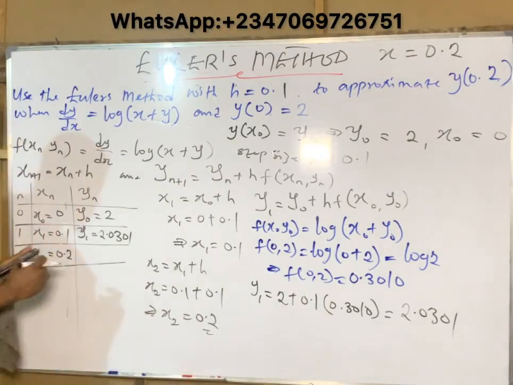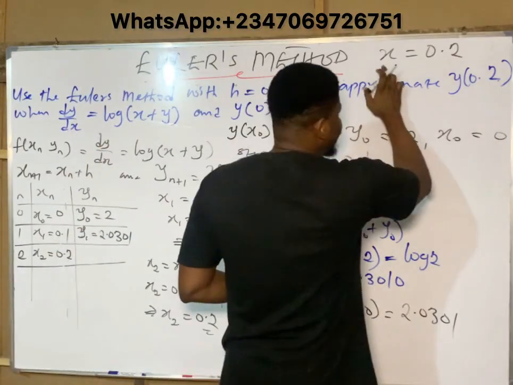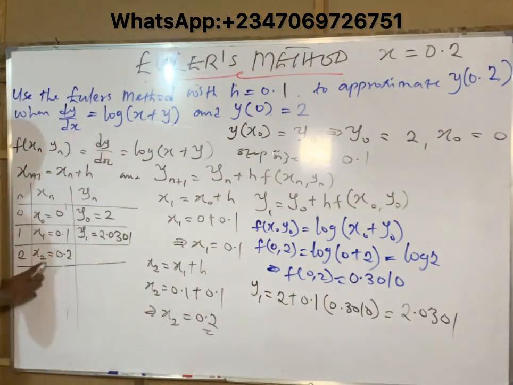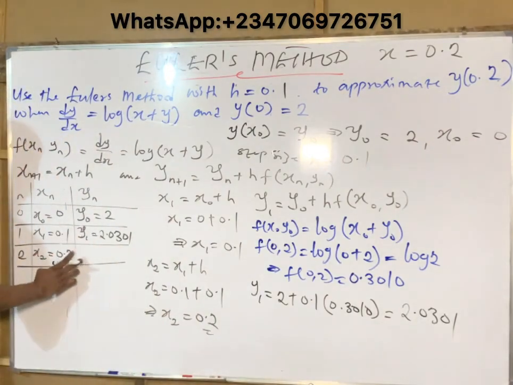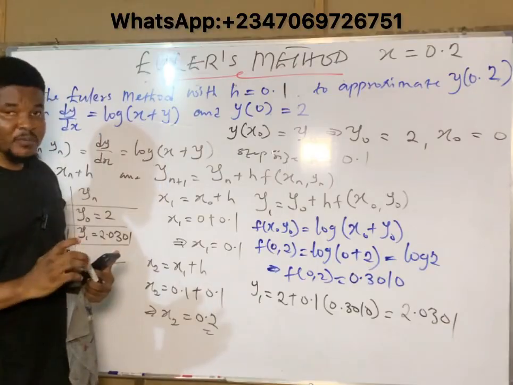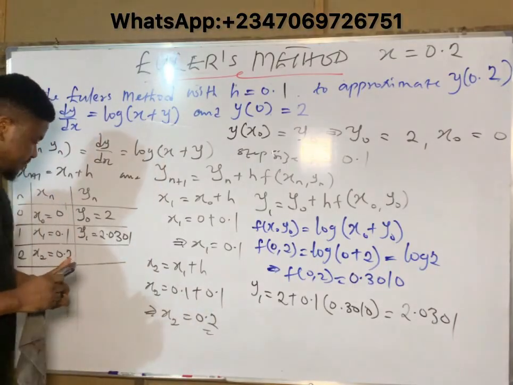Now, since x2 correlates with the value at which we are approximating, 0.2, x here is 0.2, x2 is 0.2, it means the value of y at this x2 equals 0.2 becomes the approximate value for that given derivative. So that's where we stop our approximation.